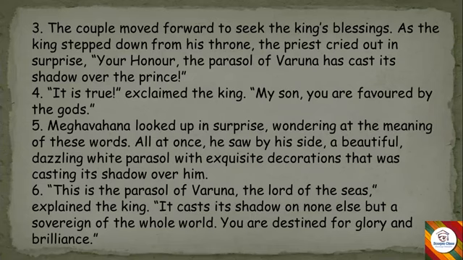Now everything was done, and the couple, that is the princess and the prince, both moved ahead to take the blessings from the king. As soon as they were taking the blessings, the priest cried out, meaning he said loudly, "Your Honor, the parasol of Varuna has cast its shadow over the prince." The parasol means the umbrella which Lord Varuna had with him, and it was giving shadow over the prince, and that was a very surprising thing for everyone.